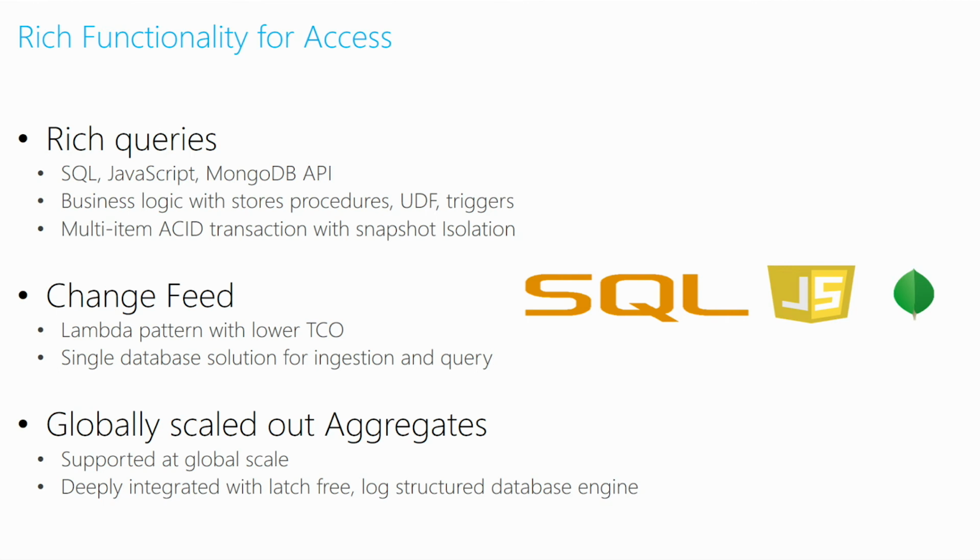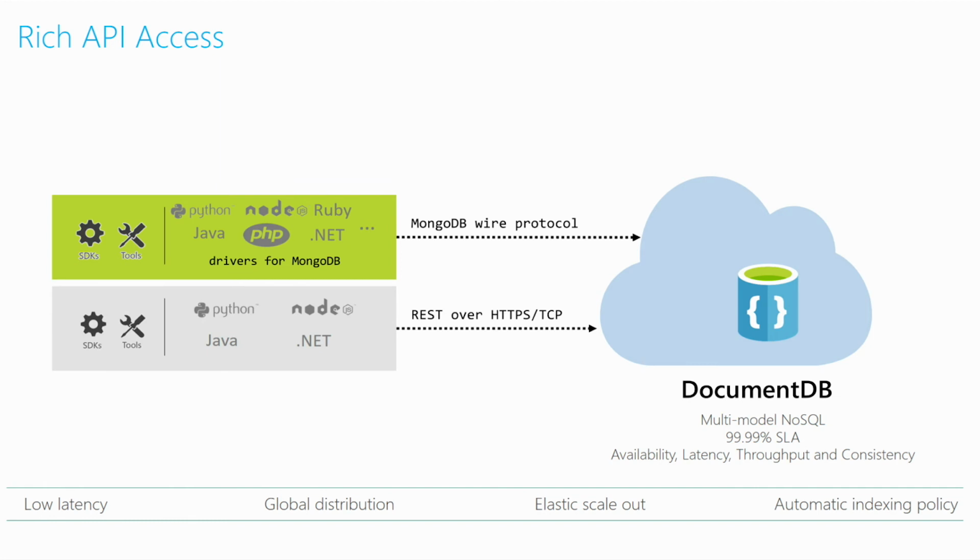DocumentDB also has native support for globally scaled out aggregates. These aggregates are supported at global scale, and it is deeply integrated into the latch-free and log-structured database engine that we talked about earlier. DocumentDB's model is to provide the richest API access possible for every customer out there. Whether you're using REST over HTTPS or TCP, or using the MongoDB wire protocol, you can use DocumentDB as a native MongoDB database or as a document store as you would with the DocumentDB APIs.